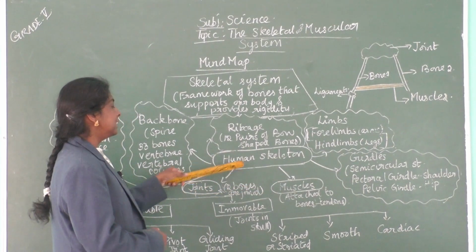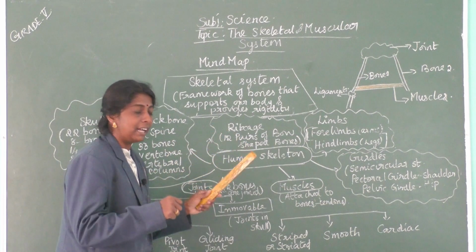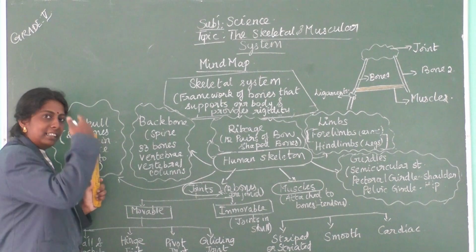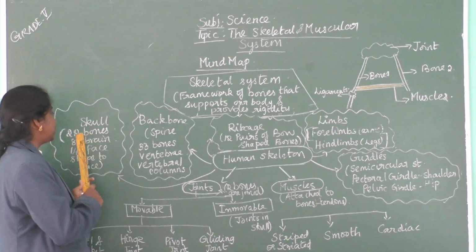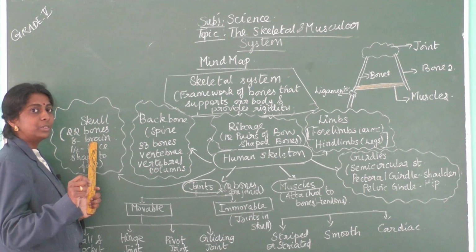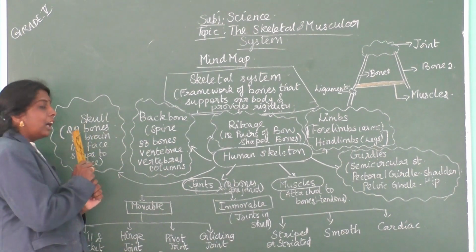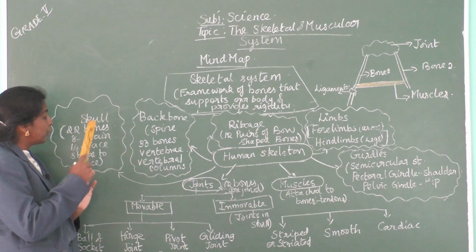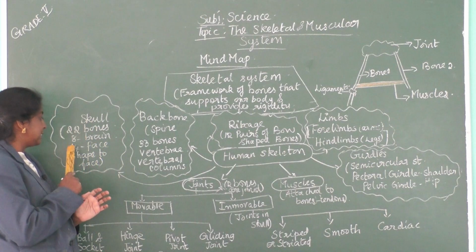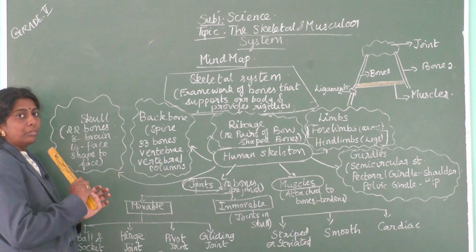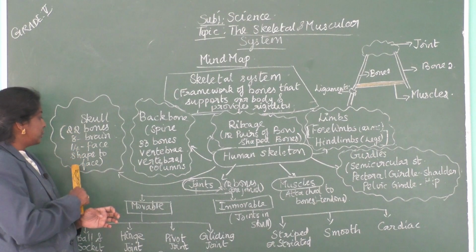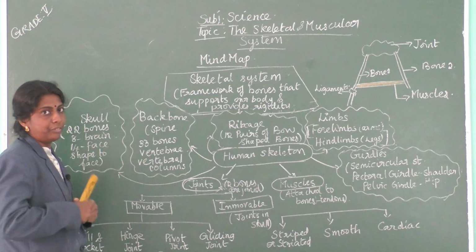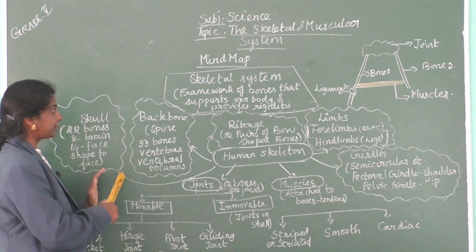So this human skeleton is again divided into 5 different parts. The first part is the skull. They have totally 22 bones. Out of the 22 bones, 8 bones are mainly for the brain, and the rest 14 belong to the face bones. So the skull gives a shape to the face. So this is about the skull.